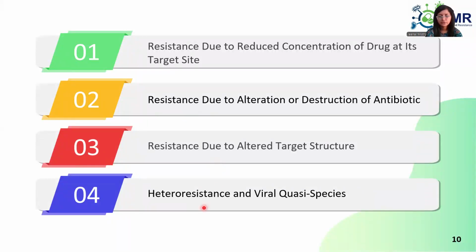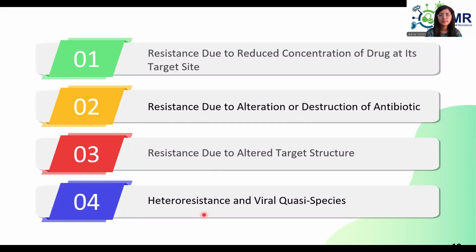The last is heteroresistance and viral quasi-species. In that case, I'm giving the example of vancomycin. Heteroresistance occurs when a subset of the total microbial population is resistant, despite the total population being considered susceptible on testing. If some of the microorganisms are susceptible but others are resistant, we call it heteroresistant.